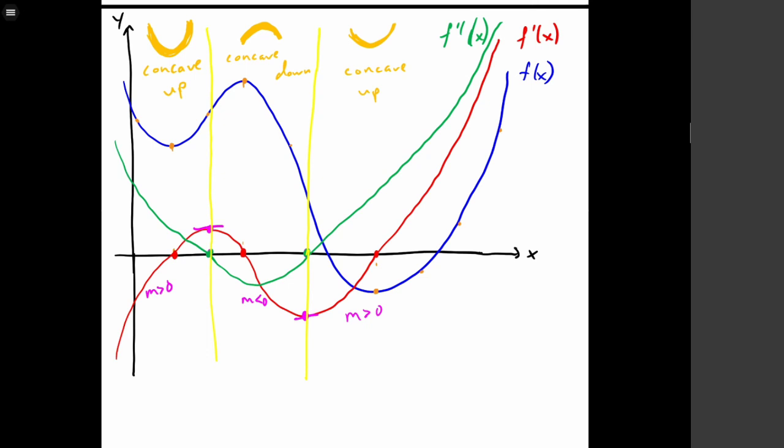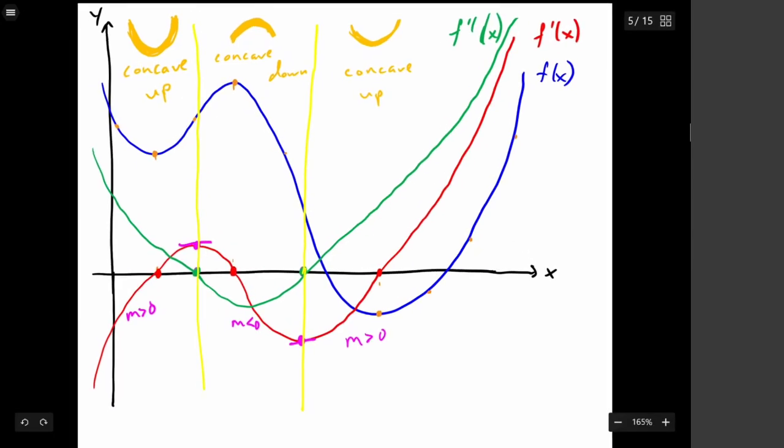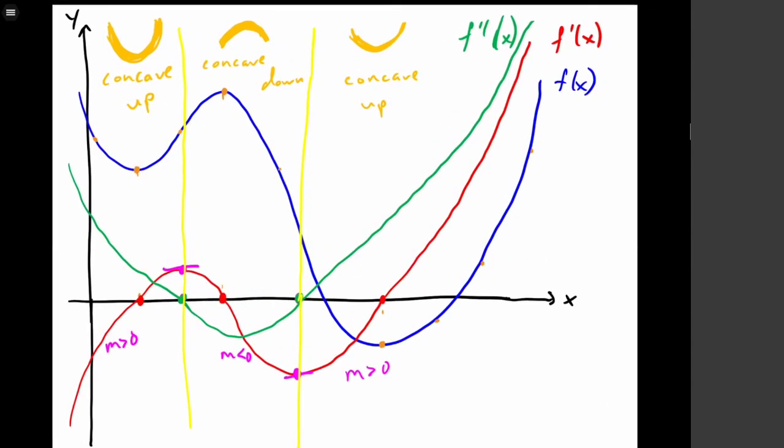And look how this compares. So where the green graph is positive, in the first and the third part here, the blue graph is concave up. Where the green graph is negative, where the second derivative is negative, the blue graph, the original function, is concave down. All right, so think about how you could summarize that. All this information, in the next video we'll sum it up.